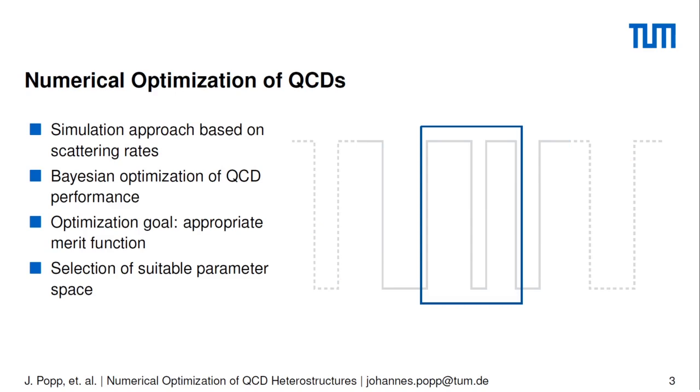Then what did we elaborate for our numerical optimization? We elaborated a simulation approach based on scattering rates. Then we elaborated a Bayesian optimization approach applied to the QCD performance. We found an appropriate merit function for this and selected a suitable parameter space.